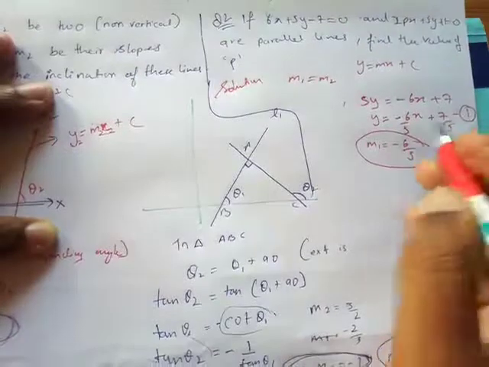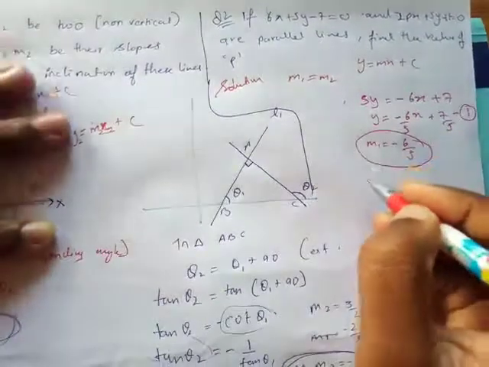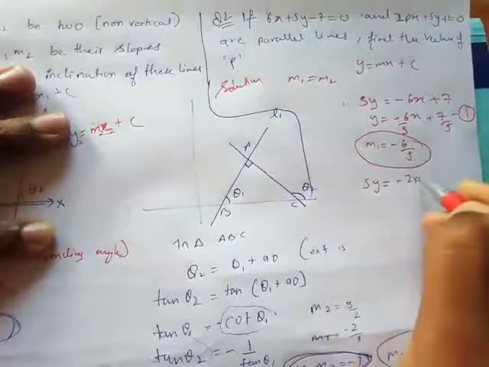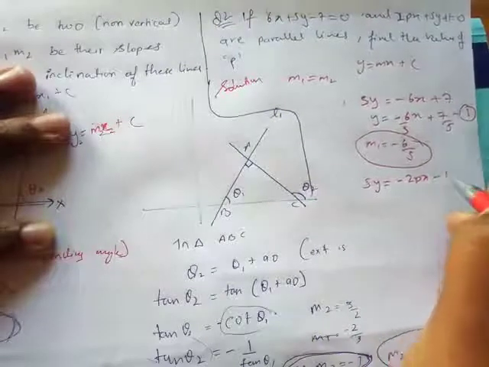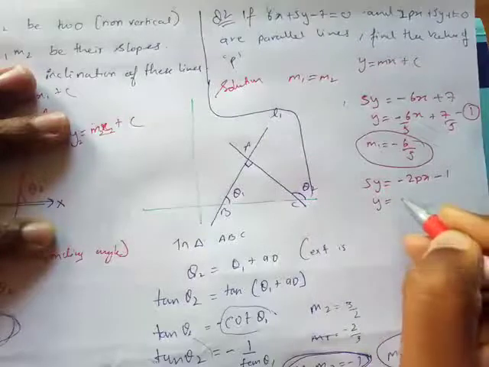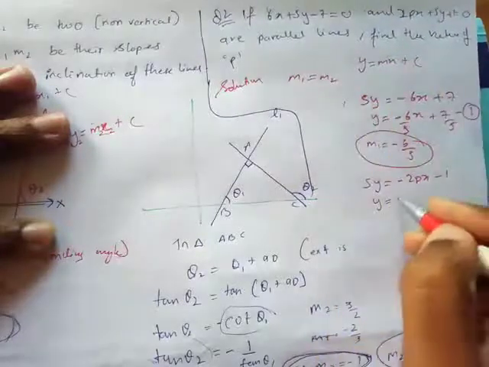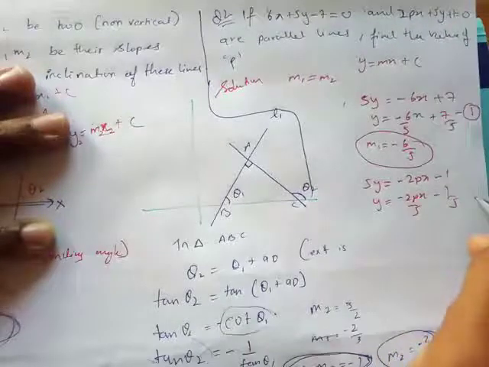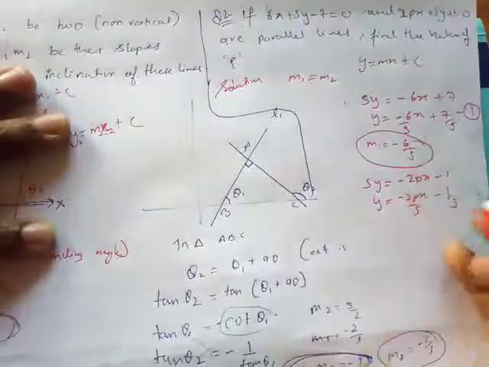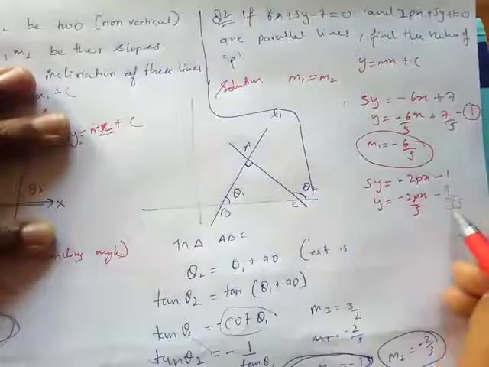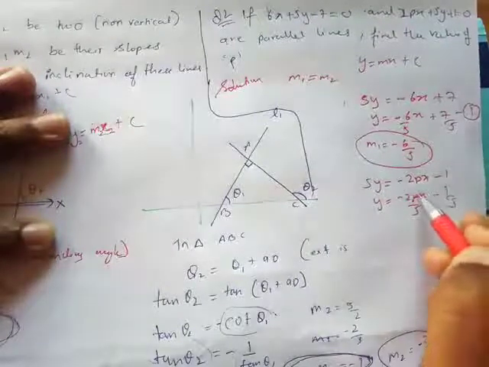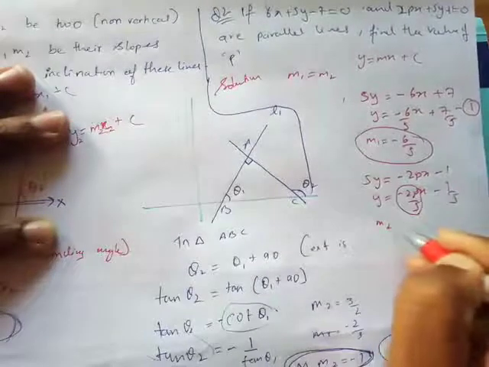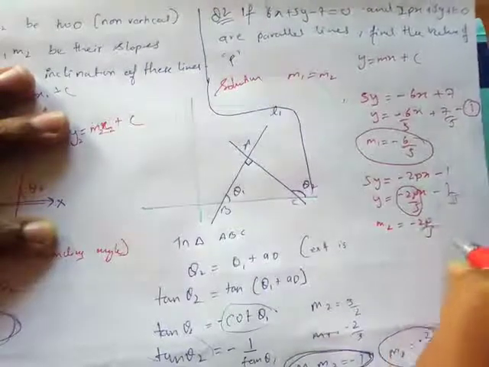Now I'm going to work on the second one. So the second one is going to be 5y equals -2px minus 1, and then y I have to leave alone because I have to make it in this form. So y equals -2px over 5 minus 1 over 5. You can have a look over here. This is c, -1/5, x is in its place. Who's taking the place of m? So I know that m2 is going to be -2p over 5.